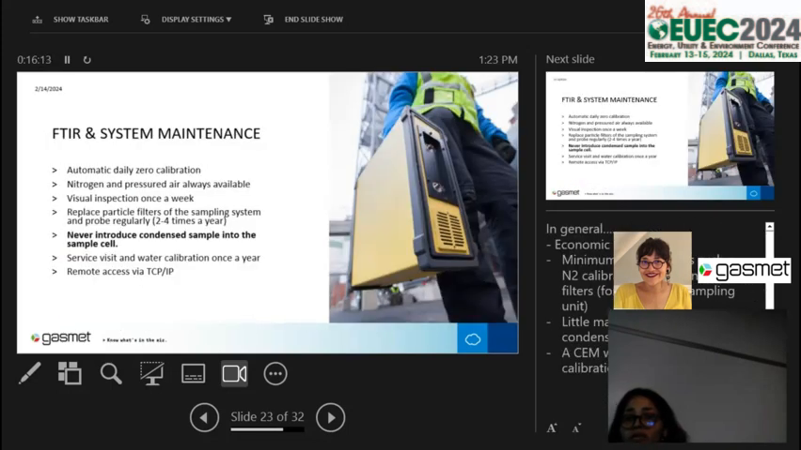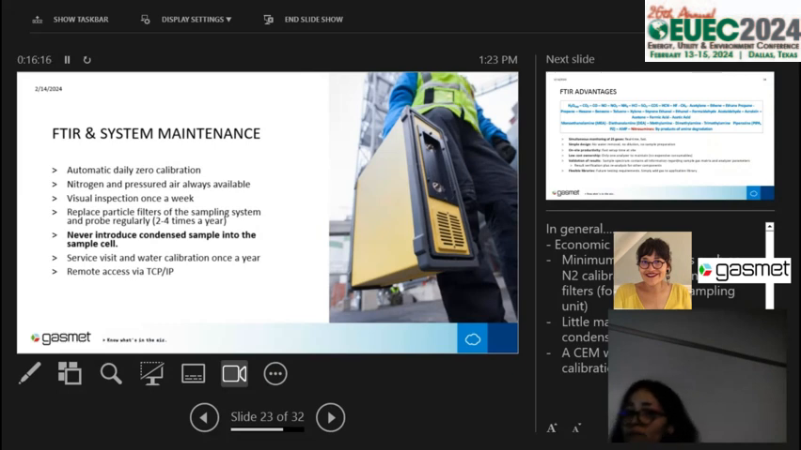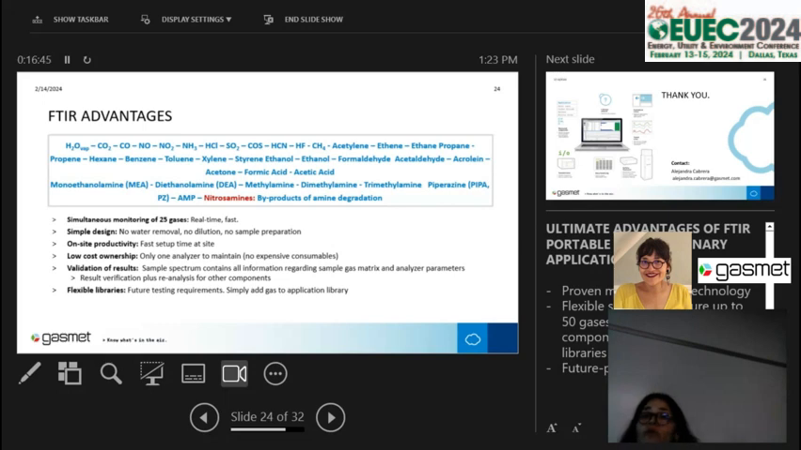In short, the economic life of a stationary system is up to 20 years. There are minimal consumables, such as nitrogen for calibration, like a background calibration every morning, span gas, filters and whatnot. It's a system that only needs a visual inspection once a week. And you can add new components, as I was saying, even without any hardware changes, so it's very versatile and future-proof. The most important part is just the true multi-gas capability that FTIR has. It's a proven measurement technology and a flexible one at that. So again, future-proof. Thank you very much, and if you have any questions, let me know.